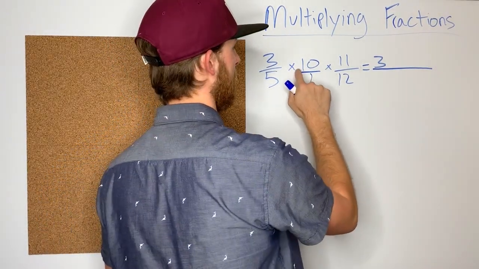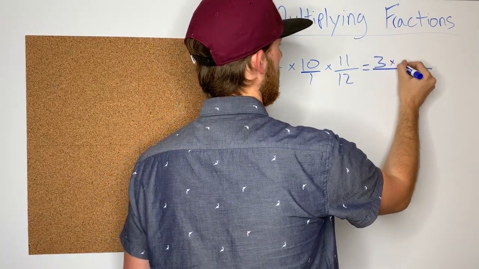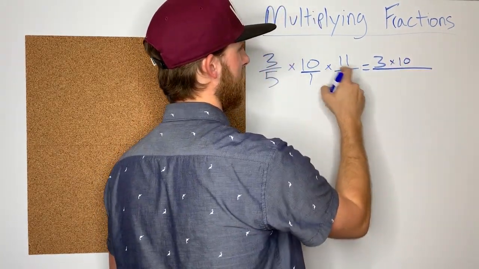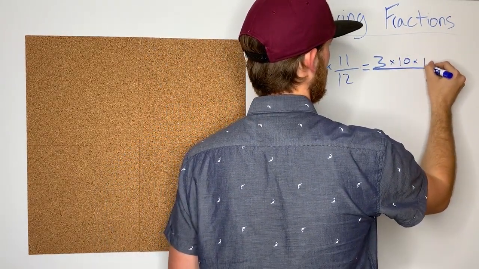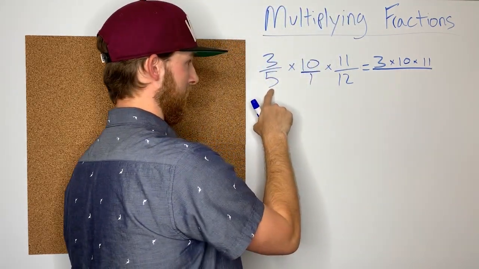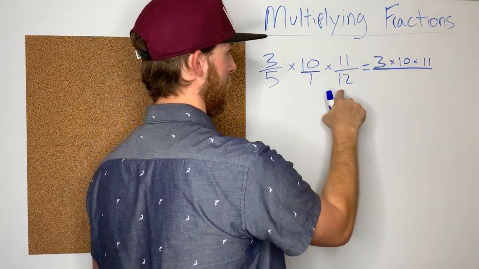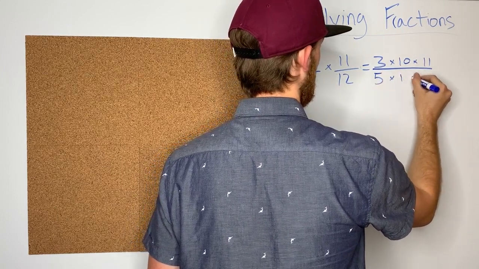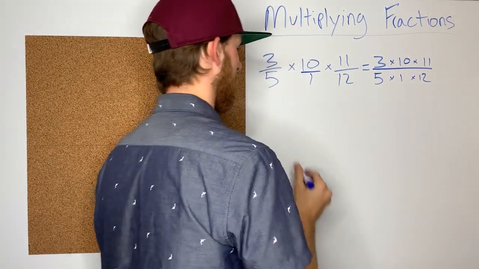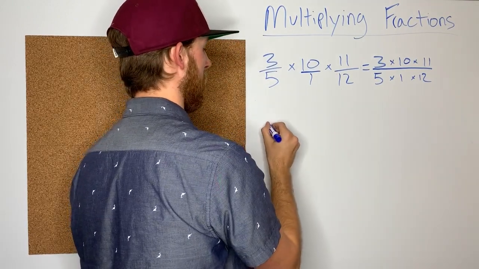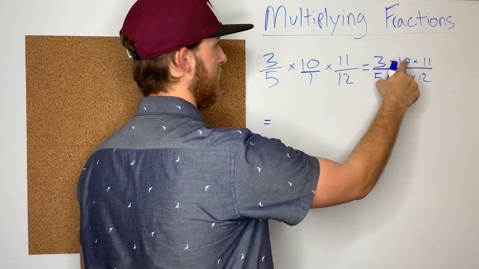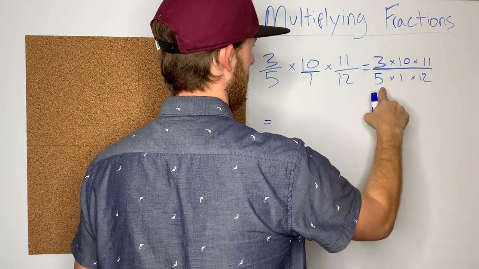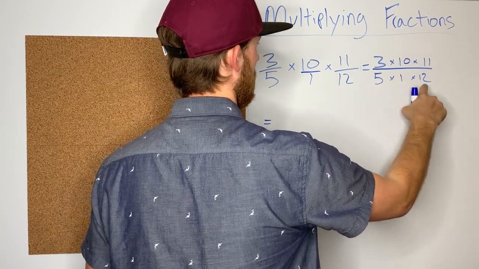So we're going to go across now, times 10, and the last number is 11. Same thing for the bottom, 5 times 1 times 12. And now our next step, just to multiply them all across. So 3 times 10 times 11, and then the bottom is going to be 5 times 1 times 12.